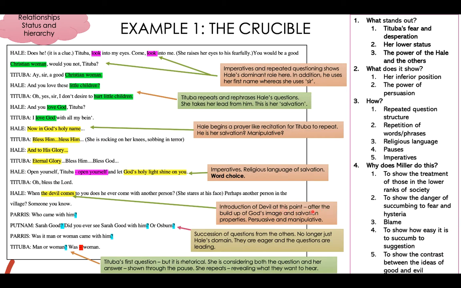So the introduction of the devil at this point, after the build-up of God's image, so we have God's holy light, God's holy name. It's persuasive, it's manipulative, and it shows God as the property of Hale here, to be the salvation. And then we have this succession of questions from the others. So Hale stops here and the others come in. And like I said earlier, it's a barrage. It's question, question, question. You can see they're all in blue. So it's no longer just Hale's domain. He's come in with the religion to scare her, to make her feel that she potentially is at risk of damning her soul and her reputation even. Now they're eager, and the questions are very, very leading. This is where they begin to almost put words in her mouth.